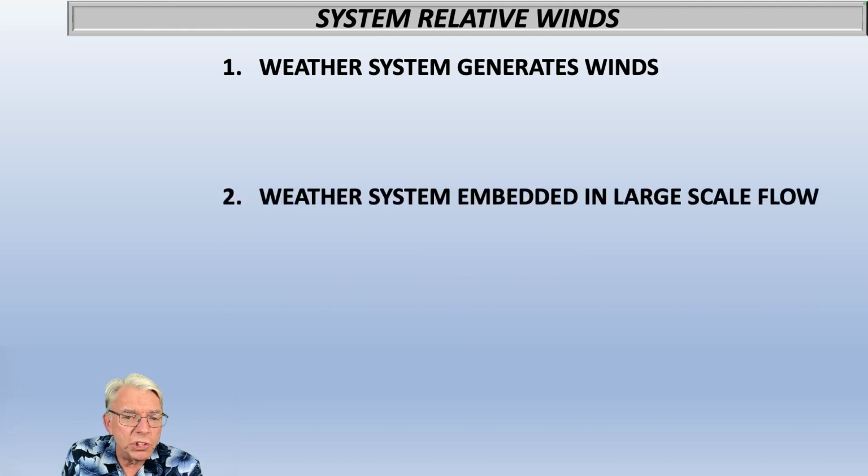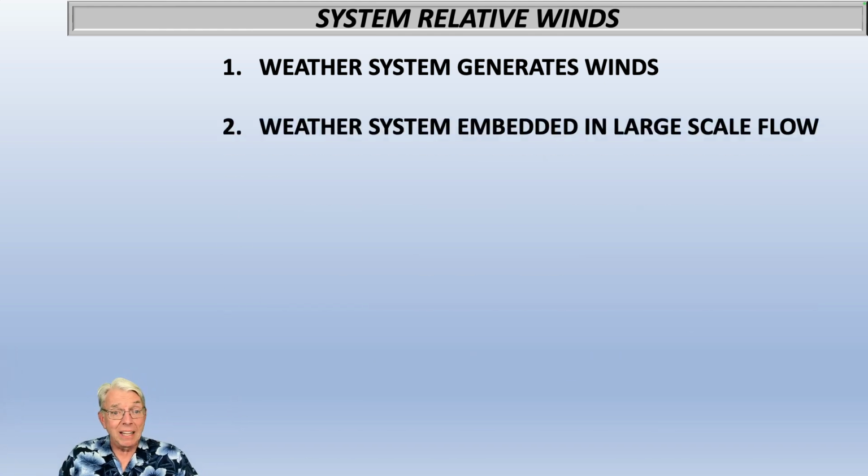But they are also embedded in a larger scale flow, okay? A steering current, if you will. So you know how we talk about the jet stream winds and the upper level steering currents? Well, that's operating on a much, much bigger scale than the system itself. And so it is being carried along in that flow. And of course, we use that information to predict where systems are going to go.